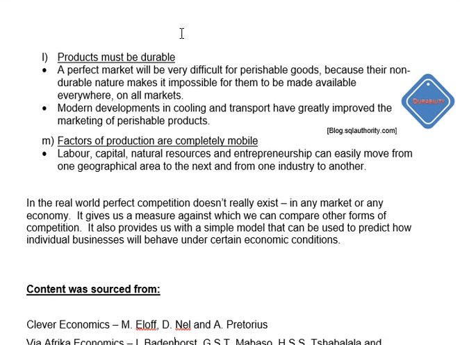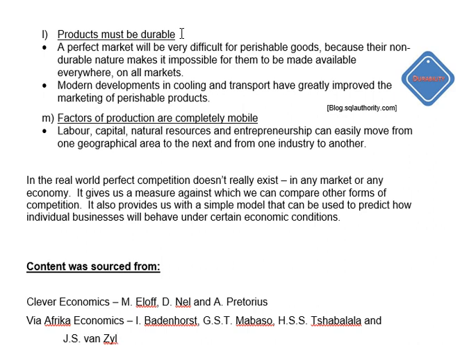All right, then products must also be durable, because we said in a perfect market, goods must be made available to all producers on all the markets. So all goods must be available on all the markets. Now what makes this difficult if you have perishable goods is that obviously they go off. Perishable goods are difficult to transport and to have available on all the markets, because they are not durable.